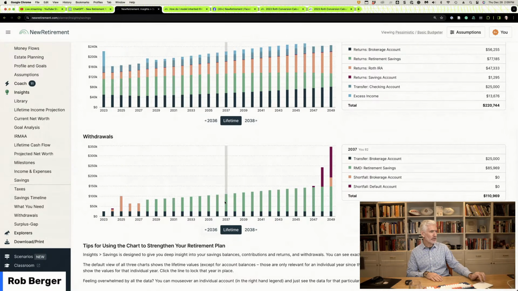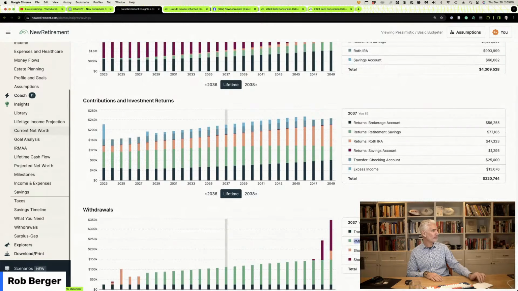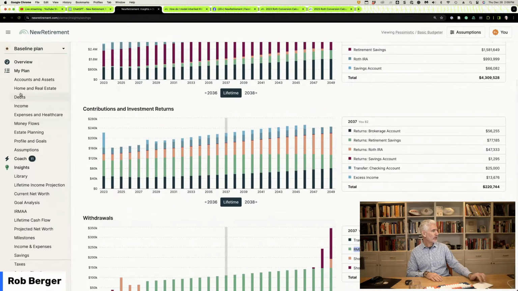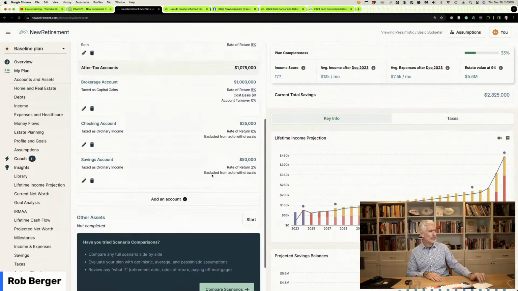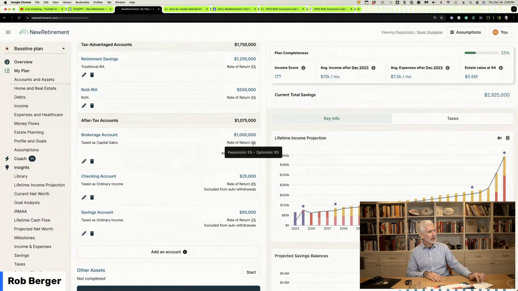By the way, if we fast forward, eventually we're going to see different things like RMDs kick in. You see right here. But this is where you can see where these withdrawals are coming from. Now, if I go back to accounts, another way to affect that default behavior is to monkey around with the rates of return.